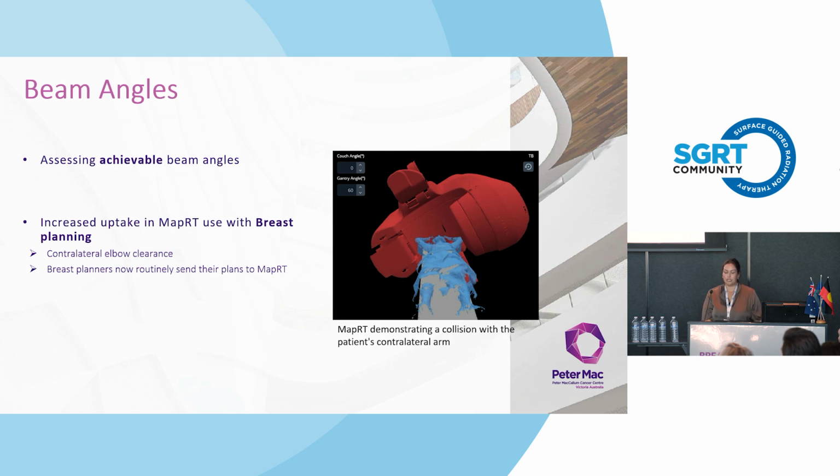So we found that assessing appropriate or achievable beam angles was one of the most helpful features of MapRT. So since its integration into our department, we've seen a really large uptake in its use with our breast planning. So knowing that elbow clearance is an ongoing struggle with our breast planning, our planners now routinely send all of their breast plans to MapRT to assess beam angle clearance.